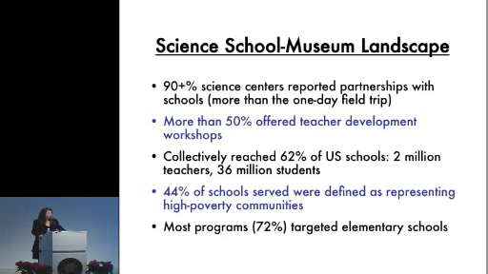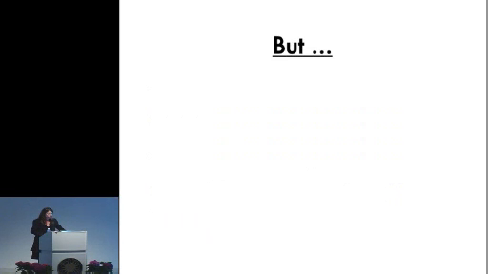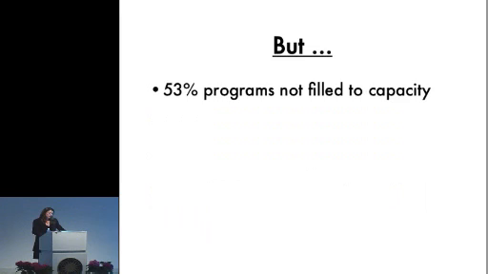So we got these results, and it looked like, wow, there's a huge amount of work going on that informal science institutions are doing with schools. Everything is great. But we know from our own work and from our work with colleagues around the country that, in fact, the relationship with schools is not as robust as maybe these numbers revealed. So we wanted to look a little bit deeper. And when we did that, we found that, even though all these programs were being offered, more than half of them said that they could take in more people. So they weren't filled to capacity.